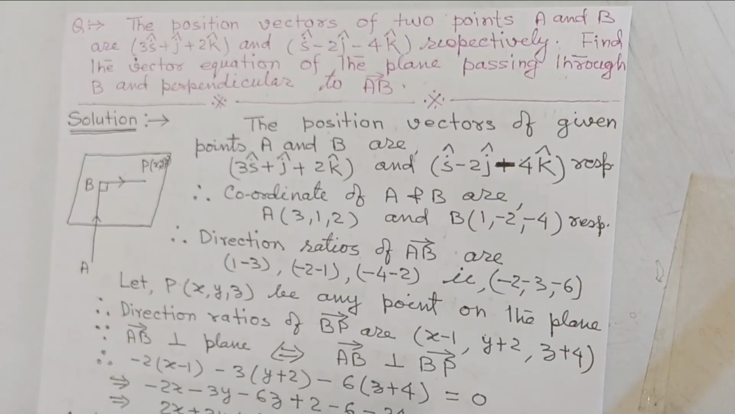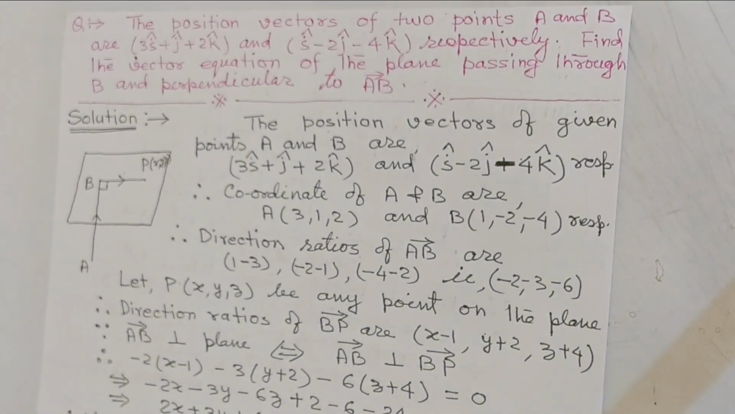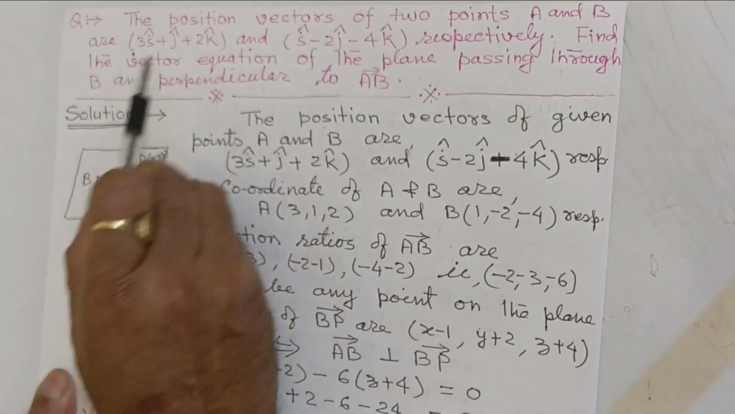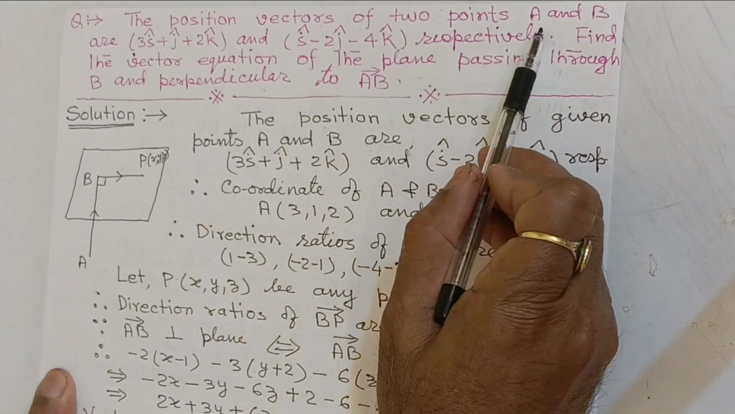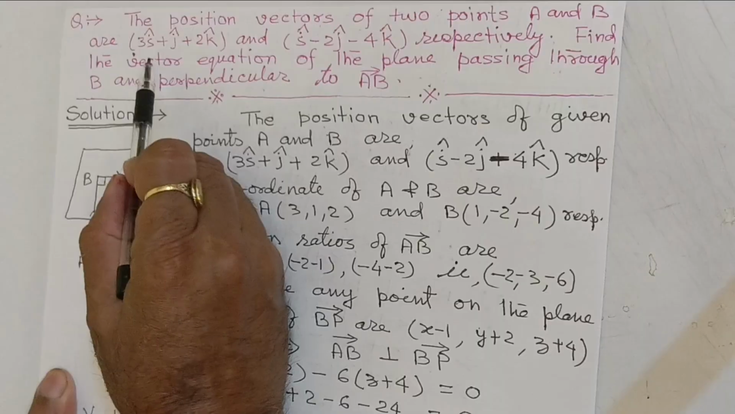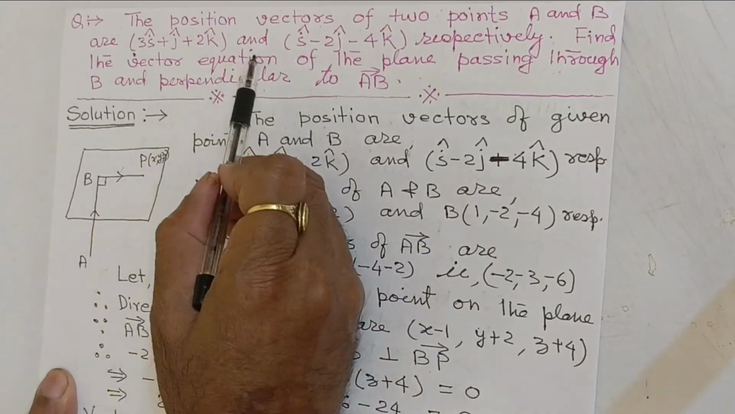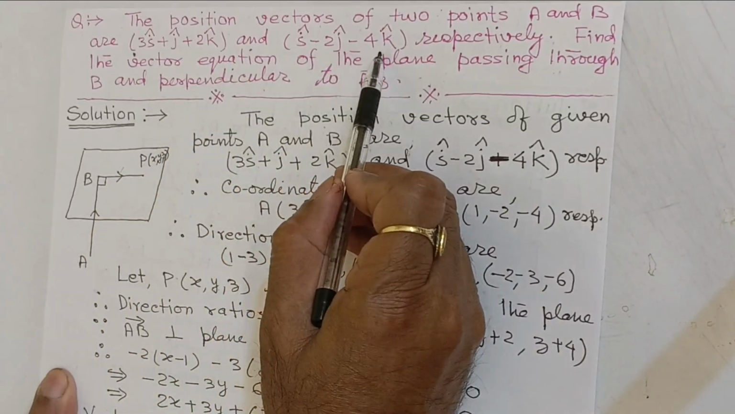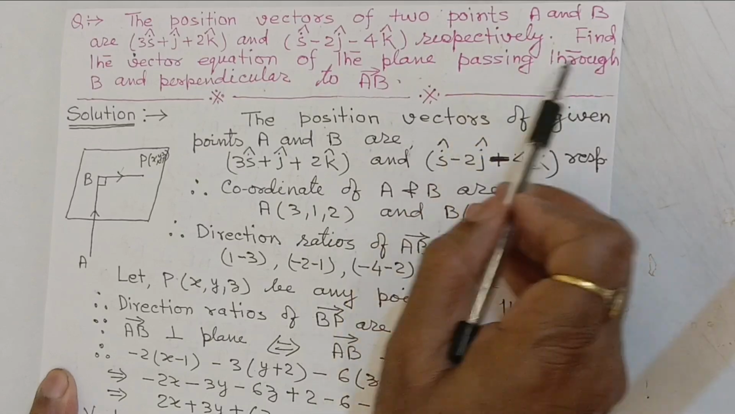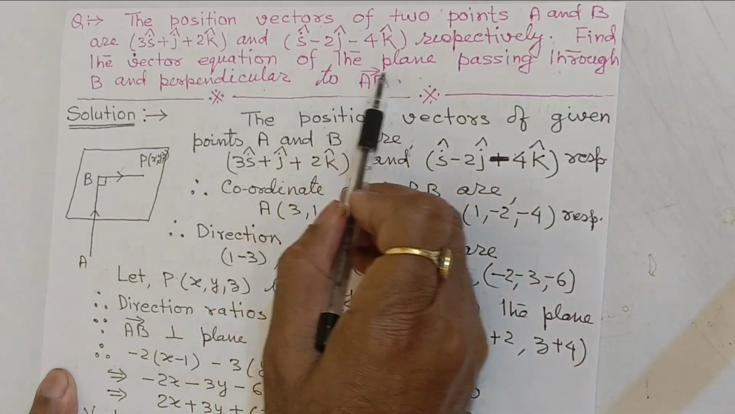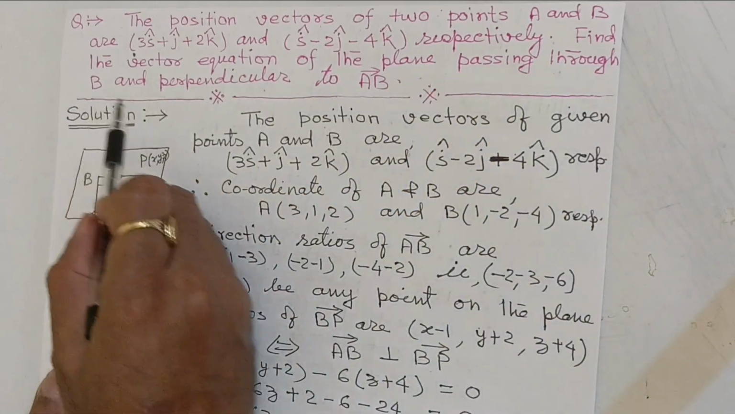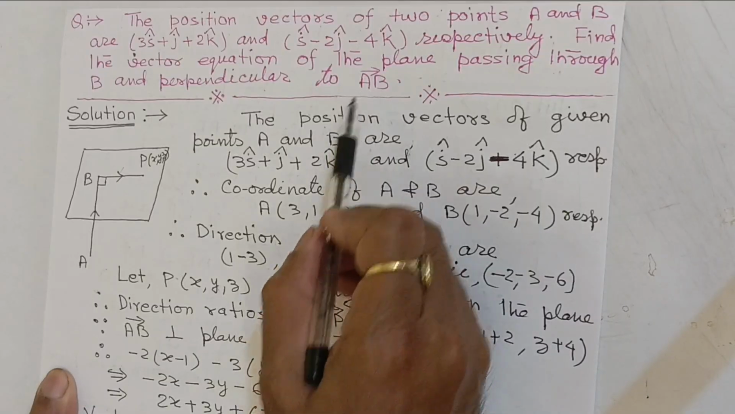The last two questions, question number 12, it is a very important question. The question is: the position vectors of two points A and B are 3i plus j plus 2k and i minus 2j minus 4k respectively. Find the vector equation of the plane passing through B and perpendicular to vector AB.